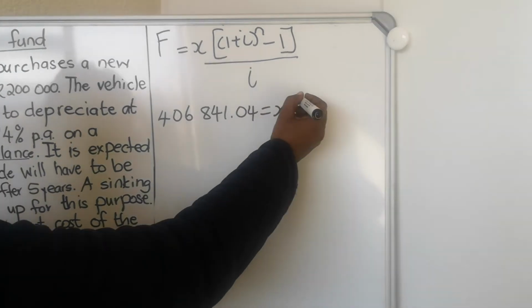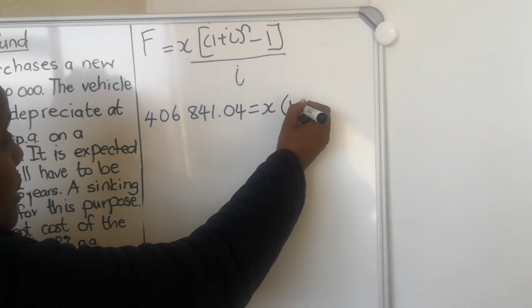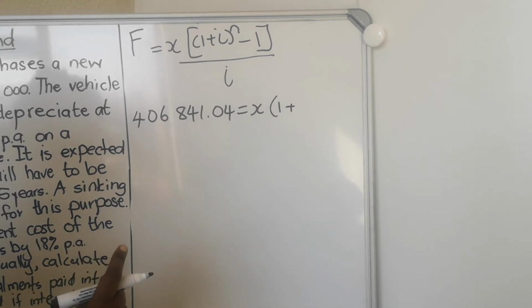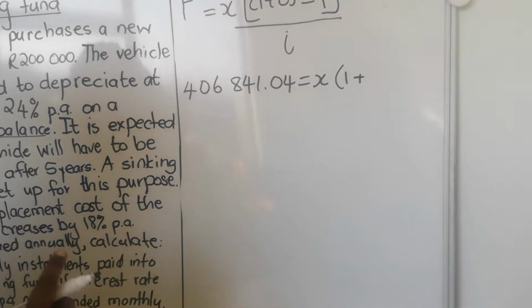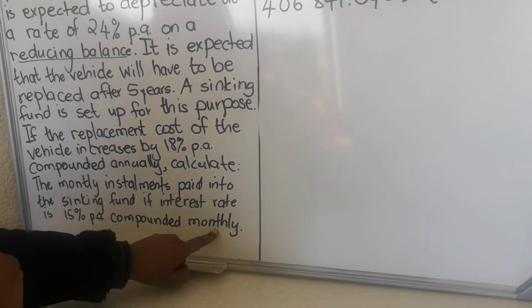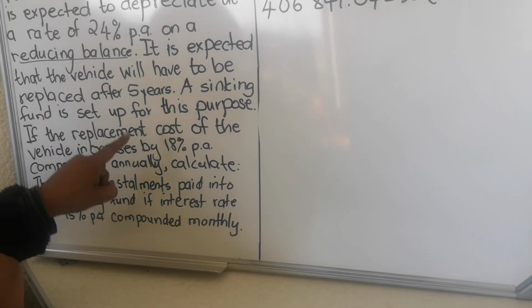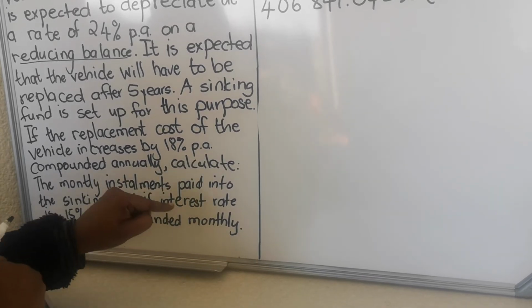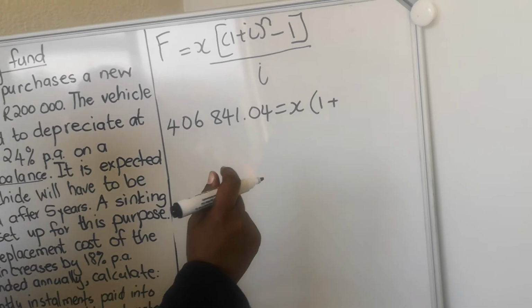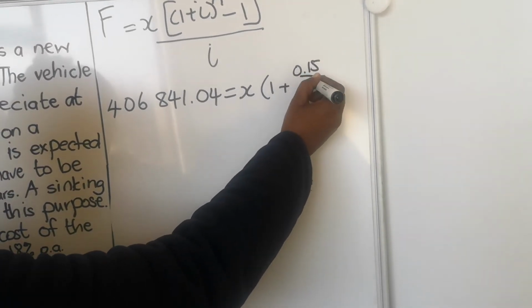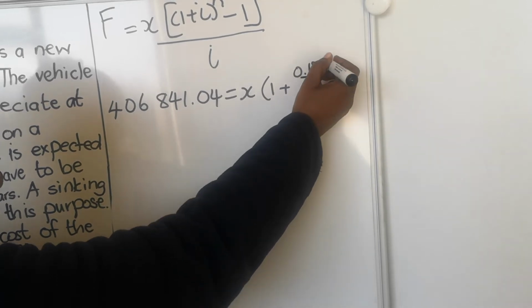And then I have a 1 plus the interest for the sinking fund, which is 15%, but with the sinking fund it's 15% compounded monthly. These two interests didn't have that statement, so the compounded monthly makes us divide by 12. So we have 0.15 divided by 12, right?